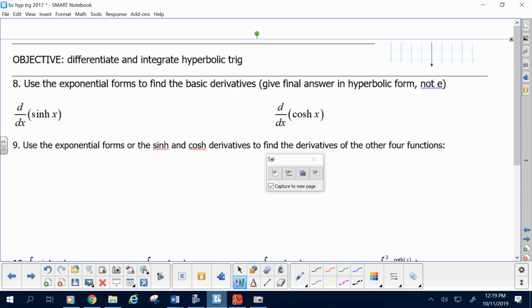All right. Would you find the derivative of sinh using the exponential forms, please? Go. Find the derivative of sinh and the derivative of cosh.